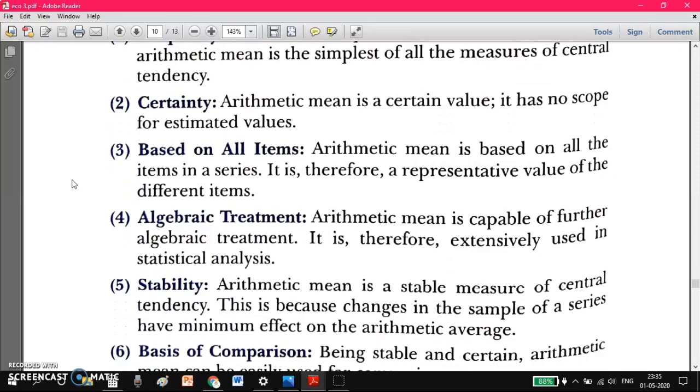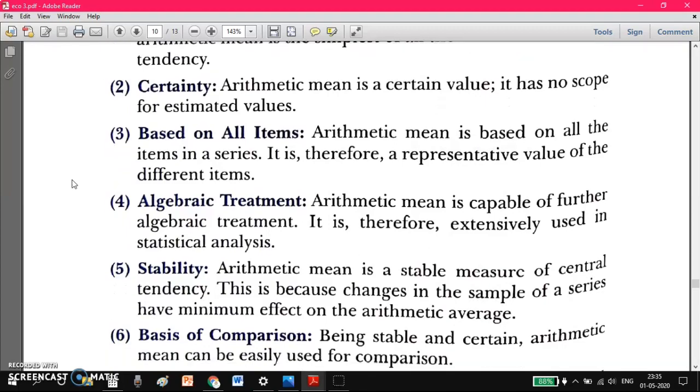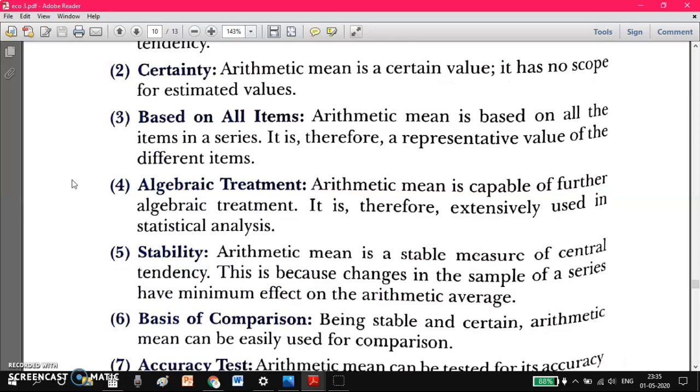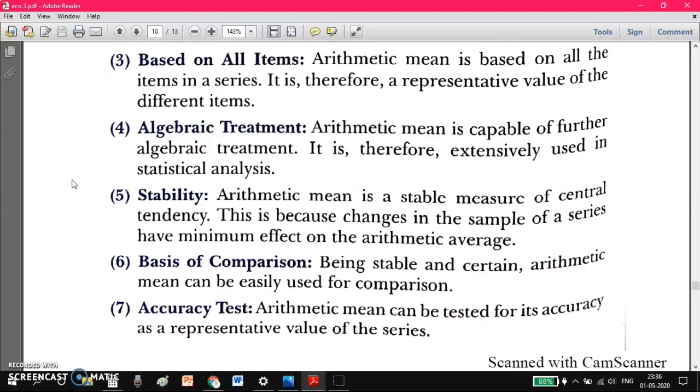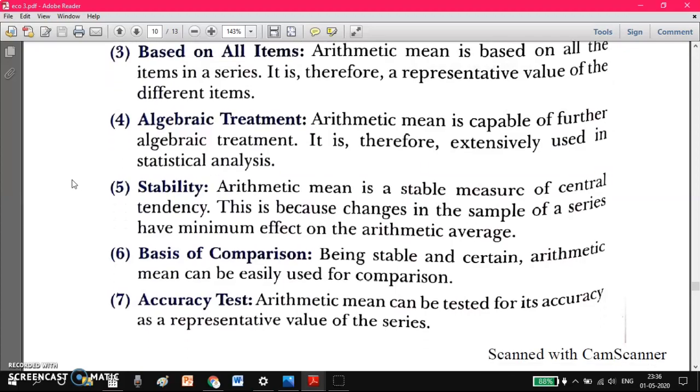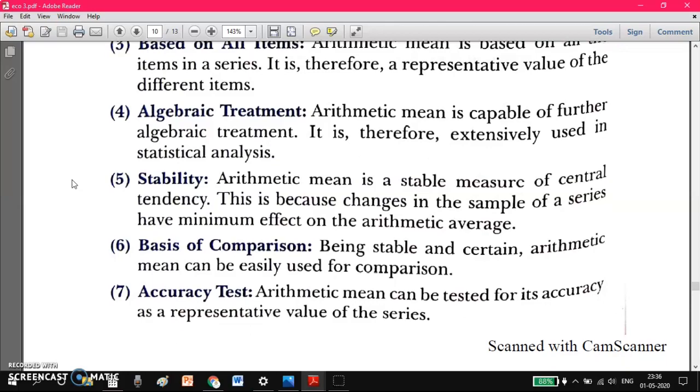Second is certainty. Arithmetic mean जो होता है वो हमेशा sure रहता है, जो उसकी value आती है सही होती है. In any case, if the value is varying with the others, that means you have done some mistake. Based on all items, तो जितने भी series में numbers present होते हैं ये उस पे based होता है. Algebraic treatment. So arithmetic mean is capable of further algebraic treatment. It is therefore extensively used in statistical analysis.